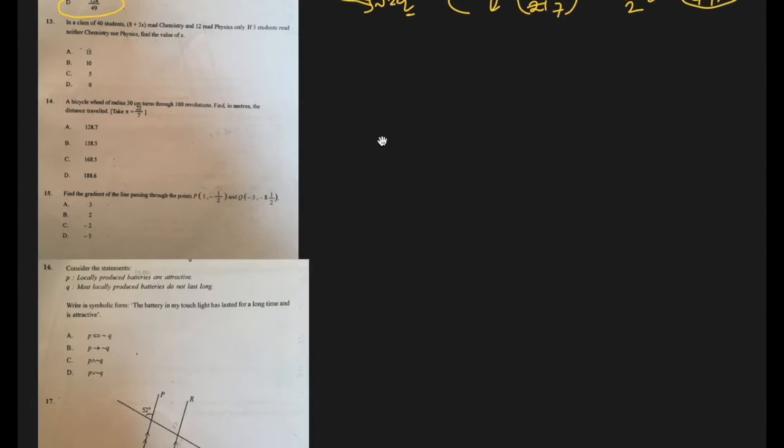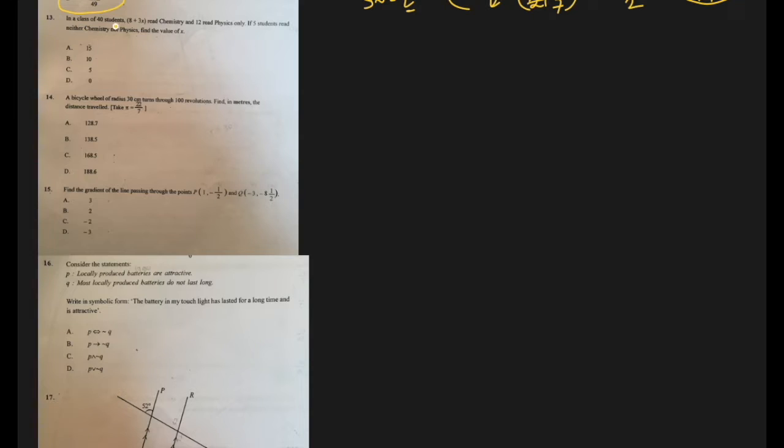Okay, number 13. In a class of 40, 8 plus 3x students read chemistry, 12 read physics, and 5 read neither chemistry nor physics. Find x. Okay. So let's draw a Venn diagram for this. This is physics, this is chemistry. 8 plus 3x read chemistry. So 8 plus 3x also includes this common area, keep in mind. So 8 plus 3x, let me write for the time being. It is this plus this.